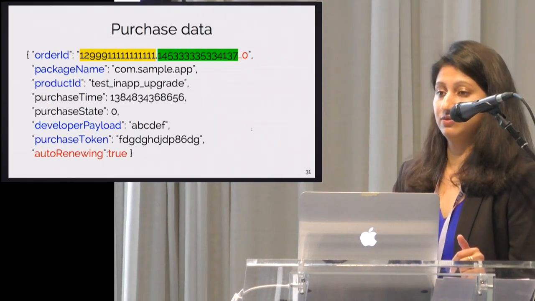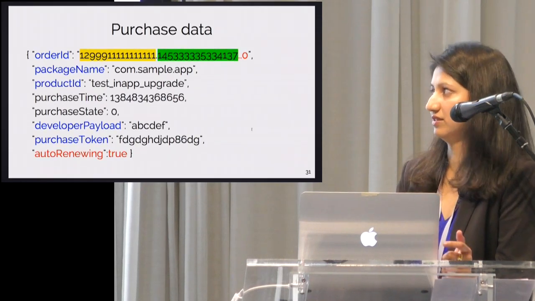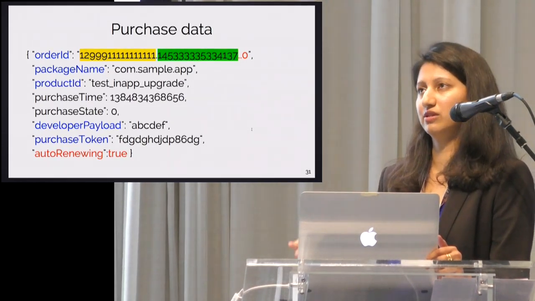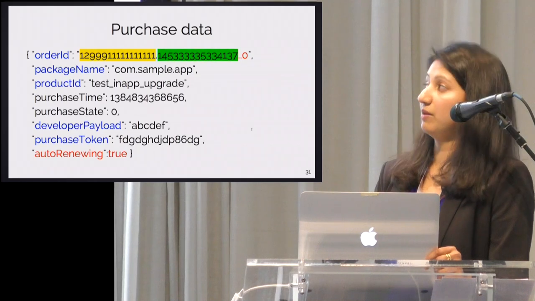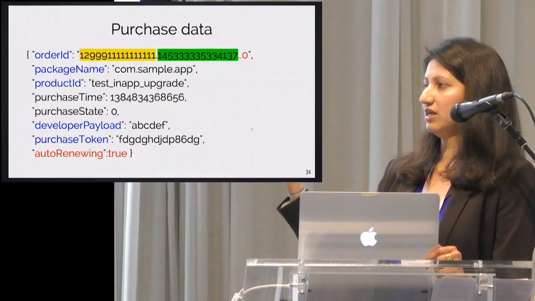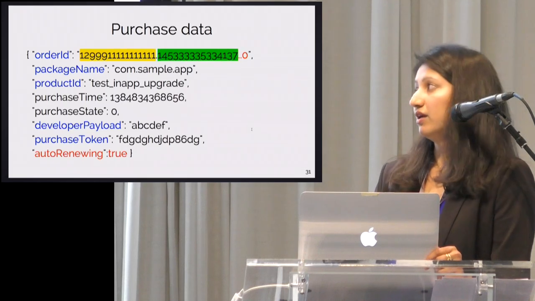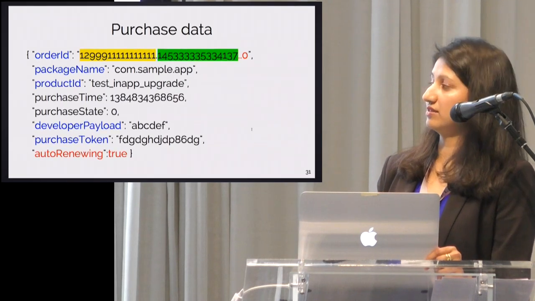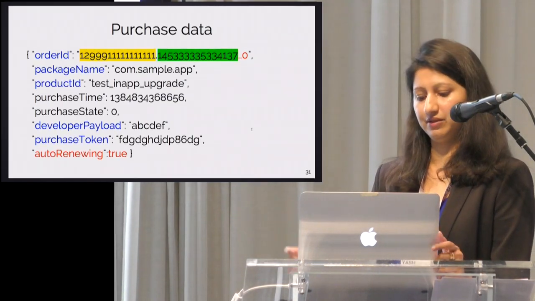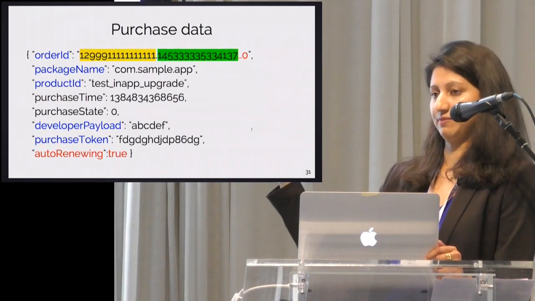The product ID is whatever unique product ID you gave it. Purchase time is the time when you bought it, in milliseconds. Purchase state can be 0, 1, or 2, which is successful, canceled, or refunded. The developer payload is a unique string that you, the developer, would pass along to the server. If the server returns the same string back, you know that there's nothing fraudulent happening. The purchase token is a token that is sent by Google that uniquely identifies a user and a given item pair. Finally, you have auto-renewing, which can be true or false, and it's only for subscriptions.